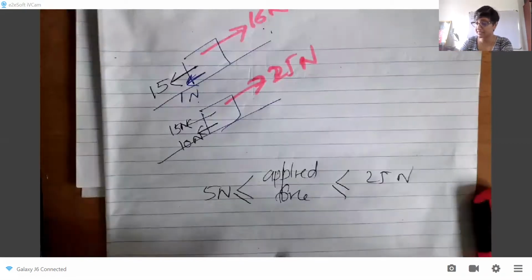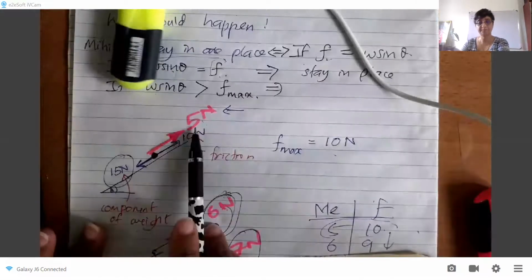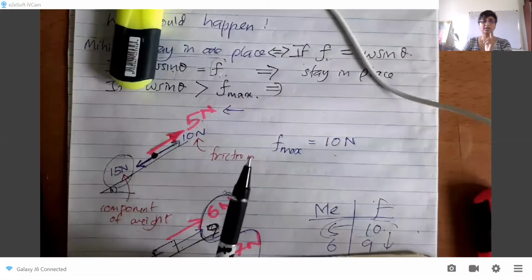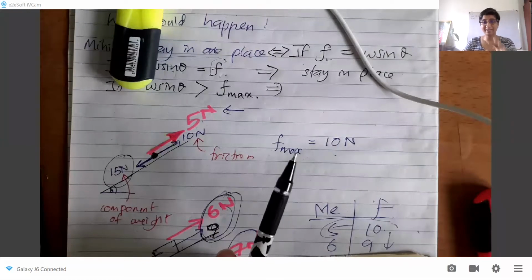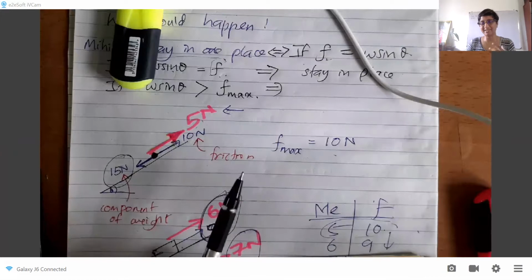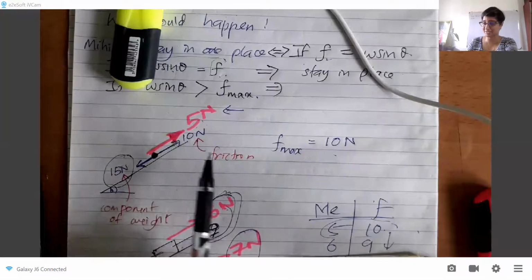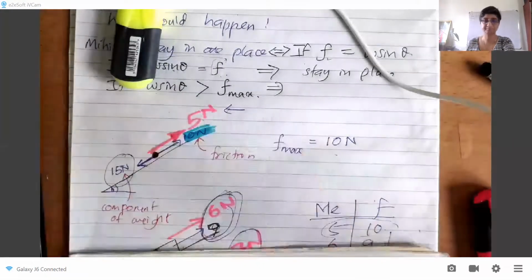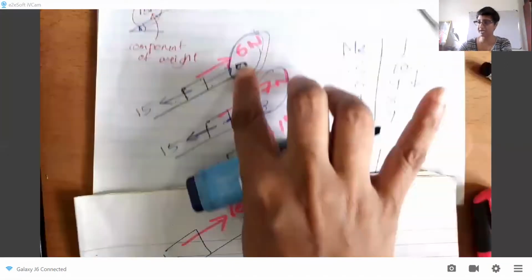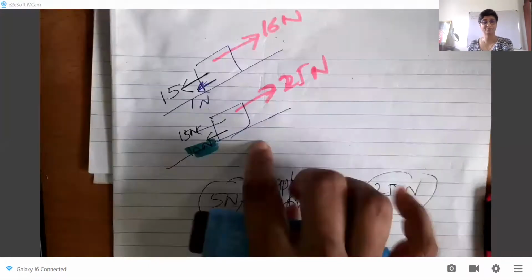The difference between this and this is this. When I'm applying 5 newtons, it's about to go down or up. It's in limiting equilibrium. Whenever F max has been reached and your object is not yet moving, it's in limiting equilibrium. This is F max. None of these others are F max. 9 is not F max. This is not the maximum. Again, this is F max. This is limiting equilibrium too.